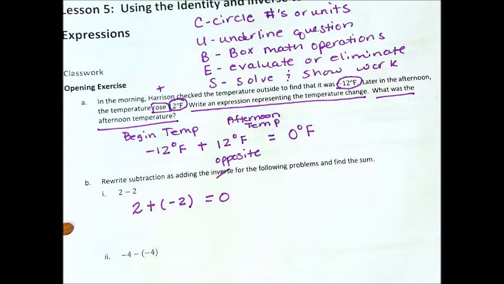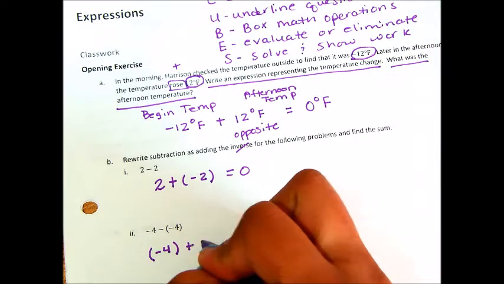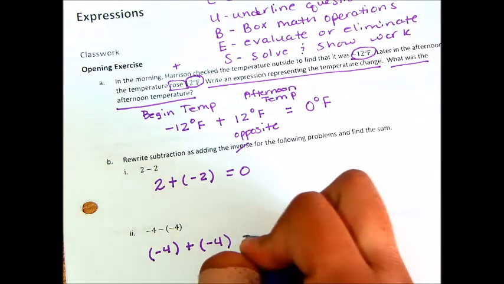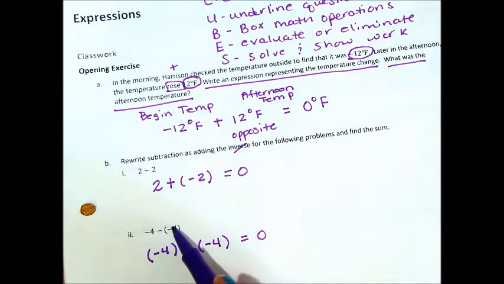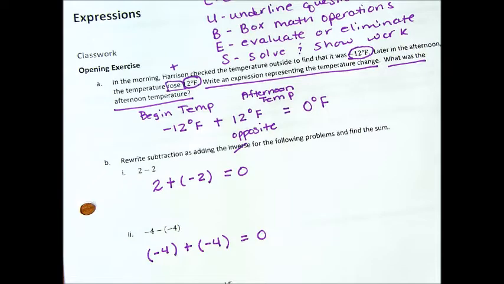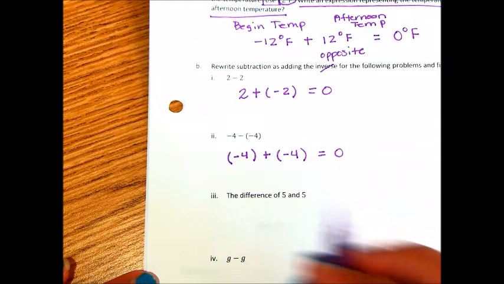How can I rewrite number 2? I'm going to say negative 4 plus 4 equals 0. When I see the subtraction of a negative, that means to do the opposite of a negative number. And the opposite of negative is to add. Great, let's move on to number 3.